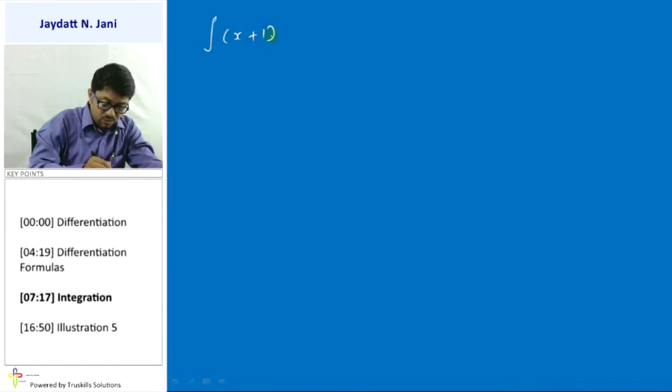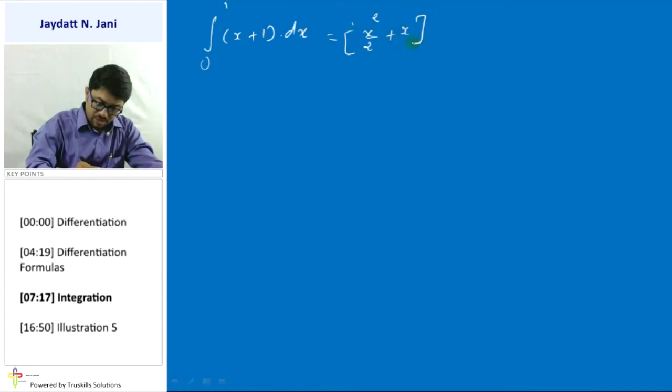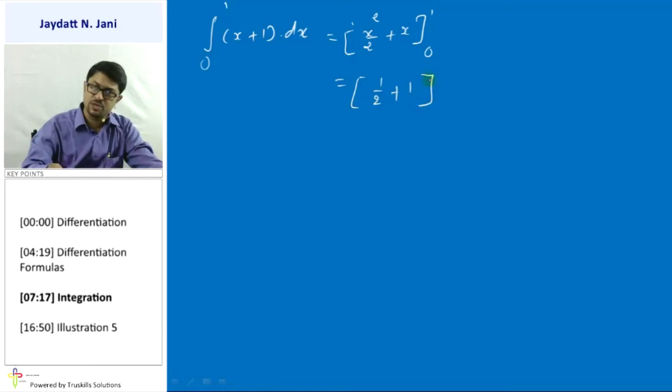Suppose x plus 1 into dx. If I take the limit from 0 to 1, now what? Integrate first of all. Integration gives x square by 2 plus x, only 0 to 1. As you think about the limits, first of all upper limit minus lower limit: 1 by 2 plus 1 minus 0, so that remains 0 only. So 1 by 2 plus 1, that is 3 by 2.